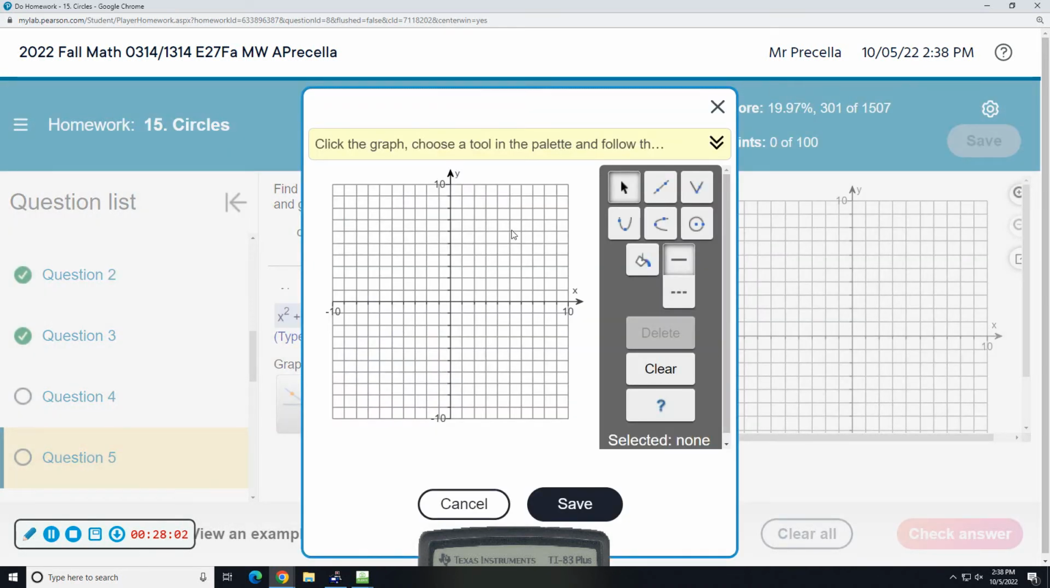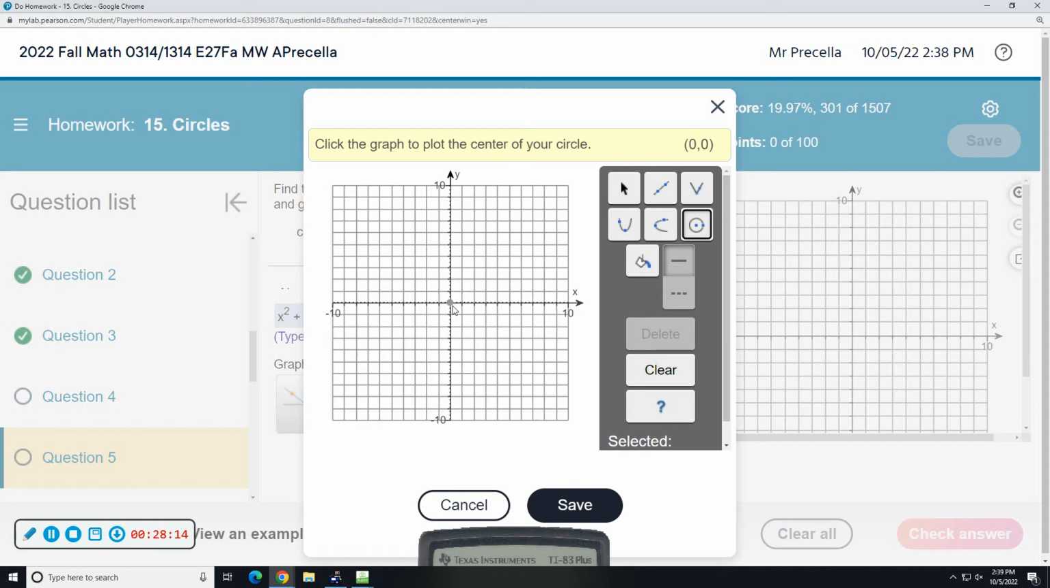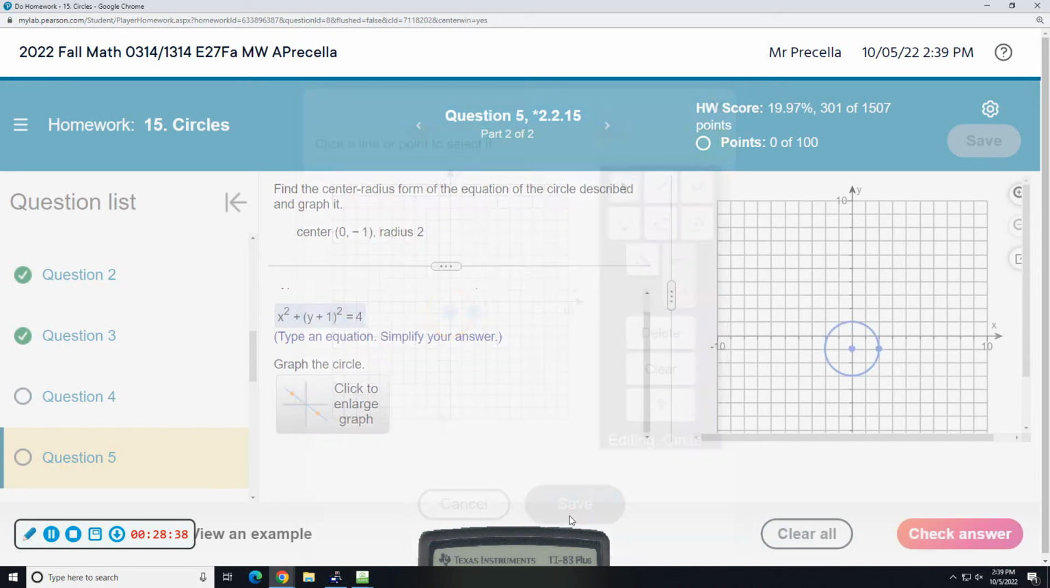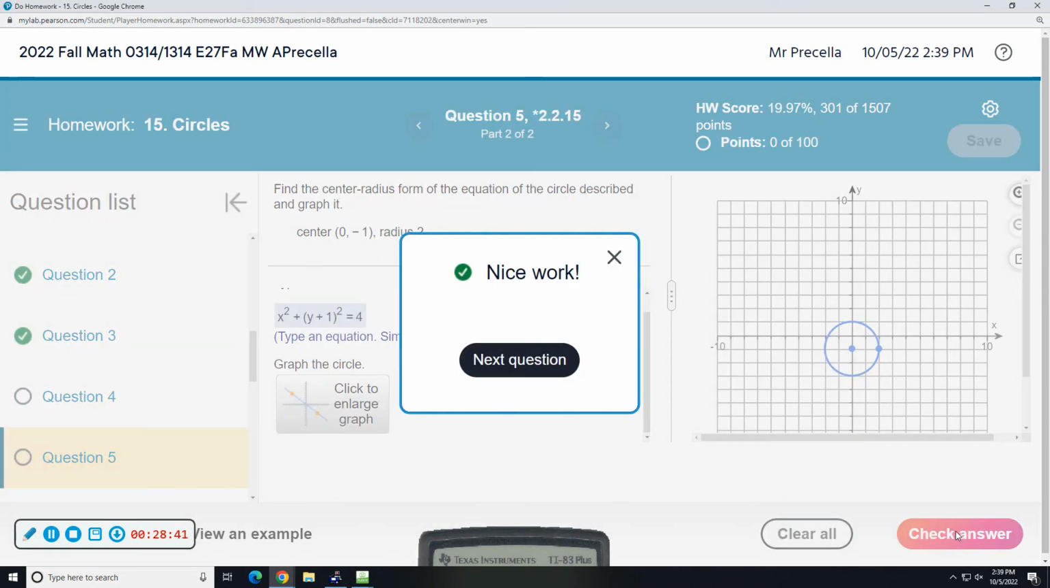And click the circle tool, and we're not using the equation, we're using the center, 0, -1. There's the center, and the radius was 2. Oh, let's just count 2 units to the right. 1, 2. And notice once again, if you'd counted 2 units up, or 2 units down, or 2 units left, you would have still gotten the same graph. Any questions there?